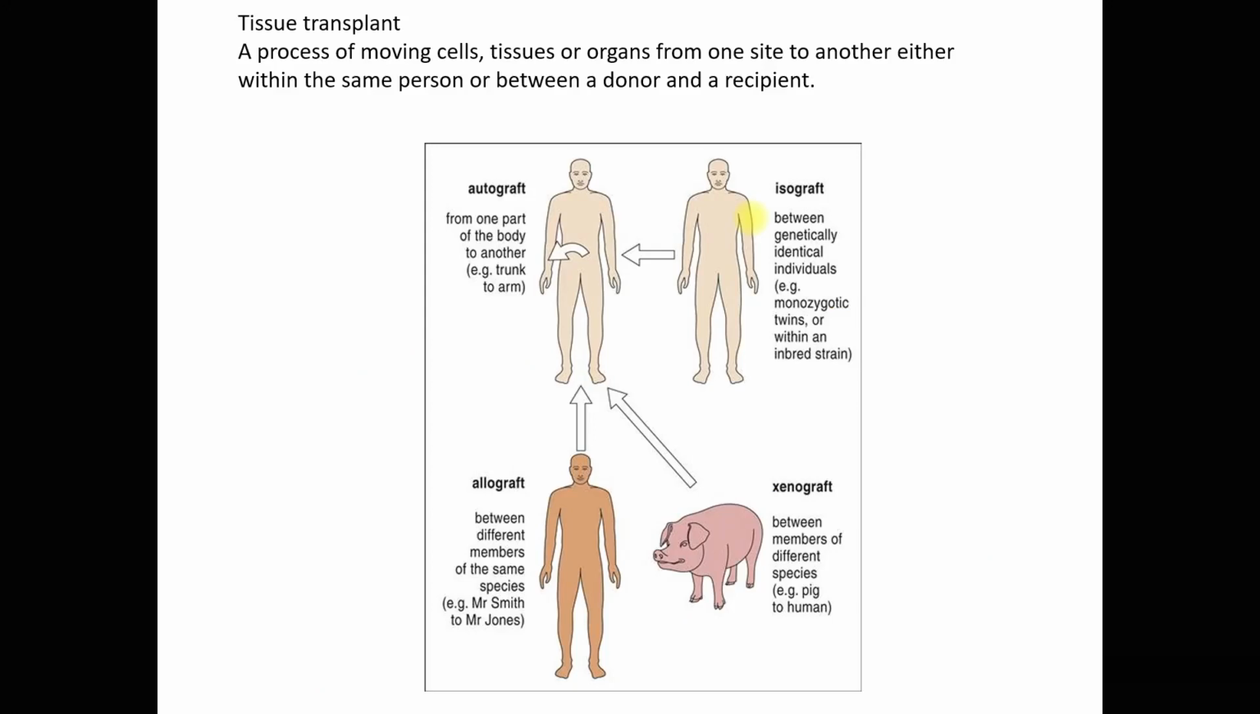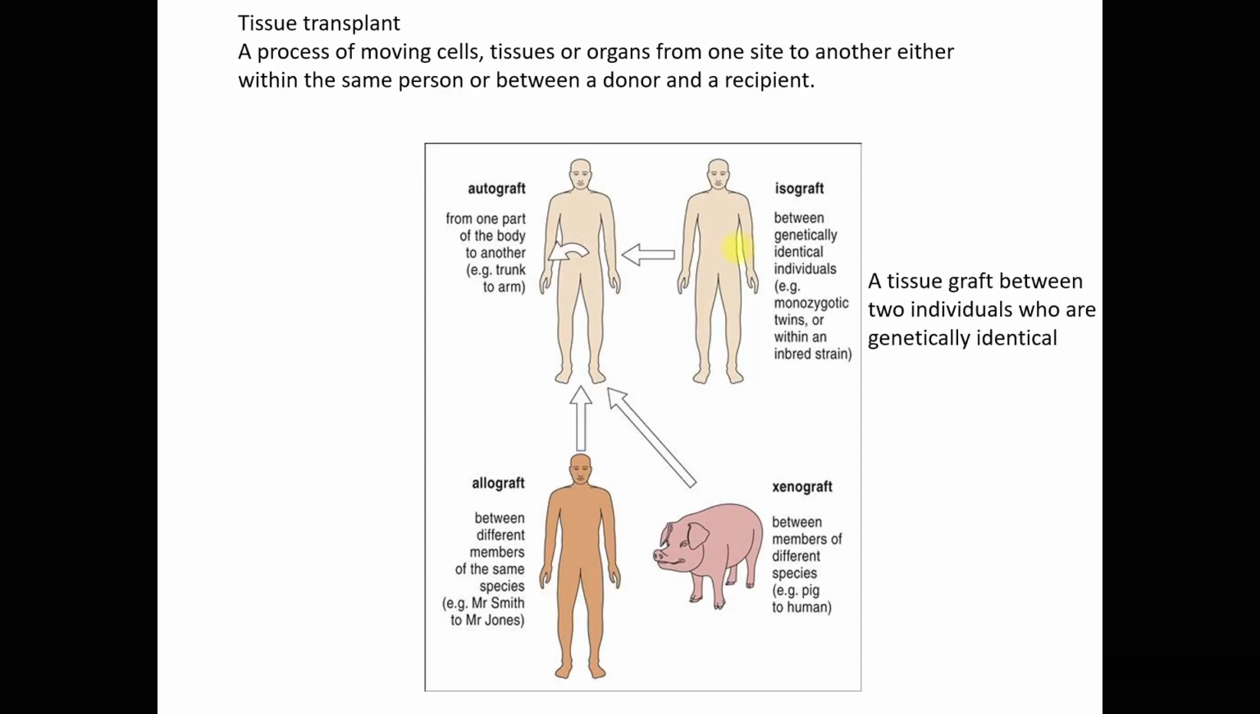Okay, now tissue transplant, talking about transplant or tissue transplant, all right? Tissue transplant is a process of moving cells, tissues or organs from one site to another, either within the same person or between a donor and a recipient, okay, or between different species. But for your level and as a general definition, tissue transplant is defined as a process of moving cells, tissues or organs from one site to another, either within the same person or between a donor and a recipient.